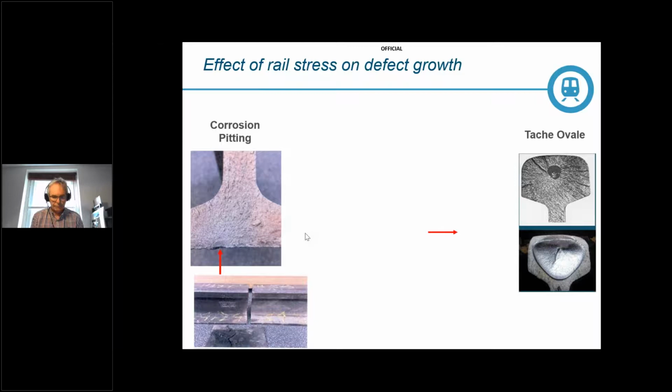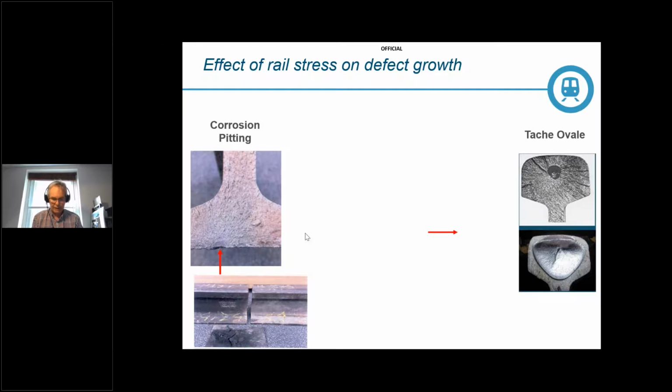So let's think about the inclusion in the rail head. It's in the center of the head, so it's readily detectable and can be monitored for growth. And it leads to things like the Tache ovale type defects shown on the right-hand side of the screen. It is closer to the neutral axis, so the stress levels are slightly lower. Over time, it may initiate a Tache ovale defect that will grow slowly by fatigue under bending and thermal loading.